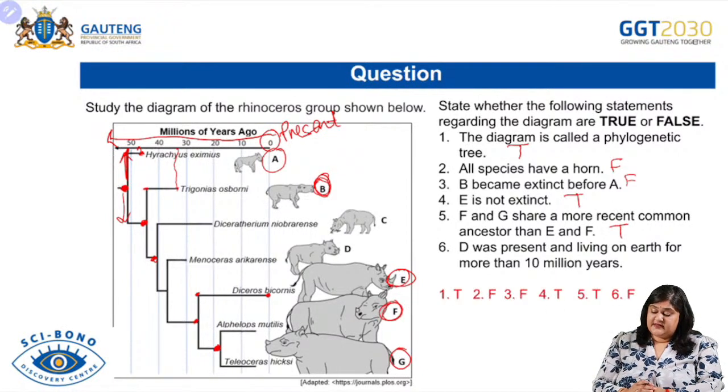D was present and living on Earth for more than 10 million years. So let's look at D.